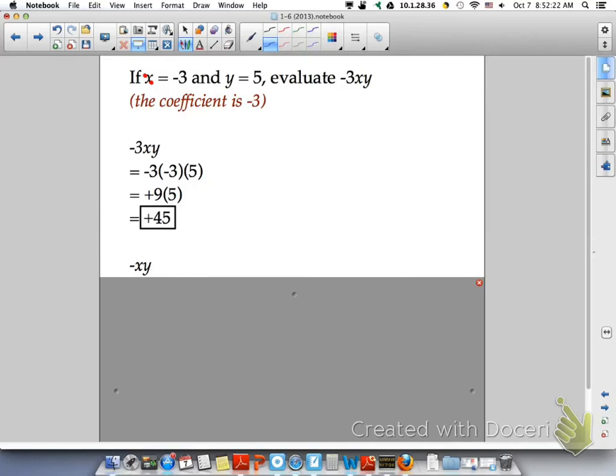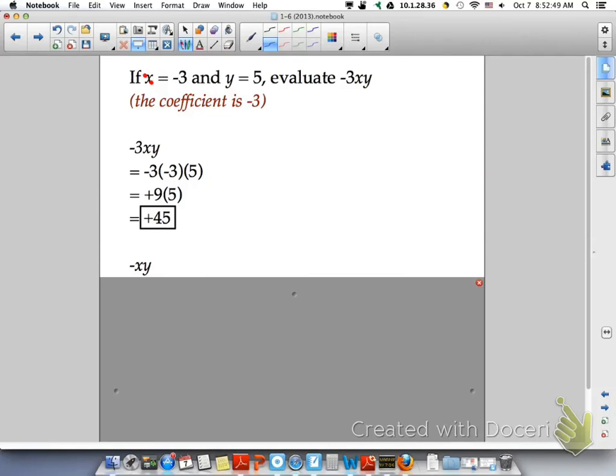Let's go back to what we talked about earlier in the lesson. Is negative x the only way to read that? Or is there another way to read it? The opposite of x. Annie, raise your hand. The opposite of x times y. Just read the expression as it is.